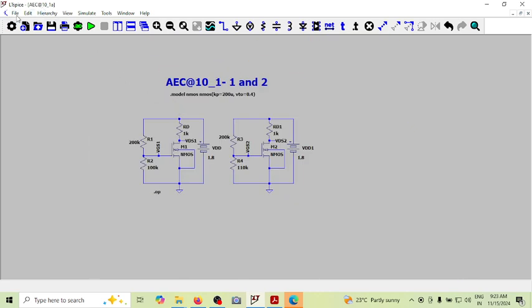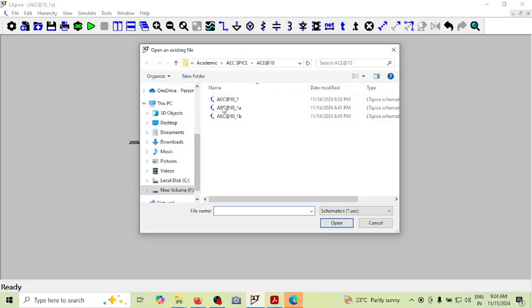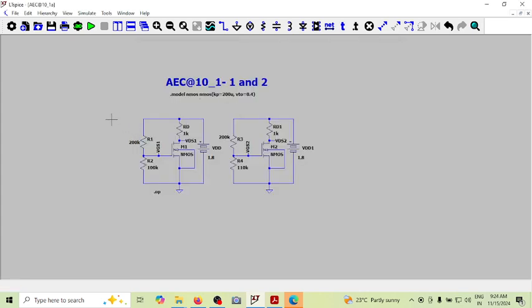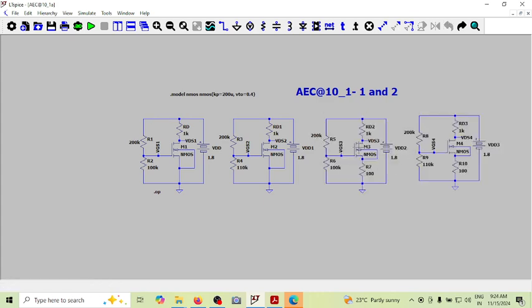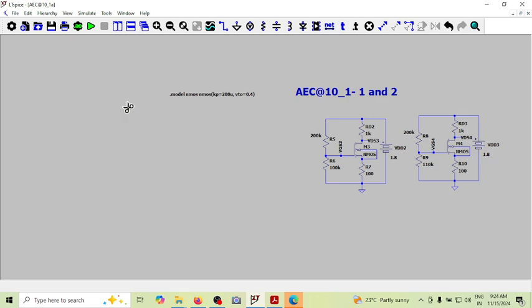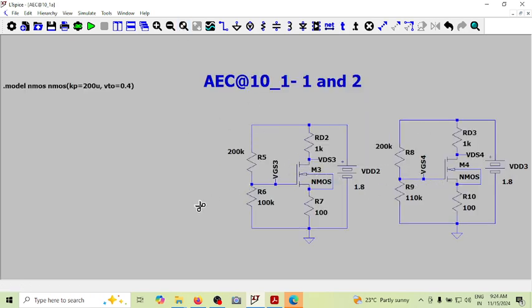Now let me see the other one. So this is the other circuit. Can you see here? What I'll do is, for the time being, I'll just delete this so that you can see only this circuit. Now you have this circuit. This is 200k, this is 100k, and this is 1k.